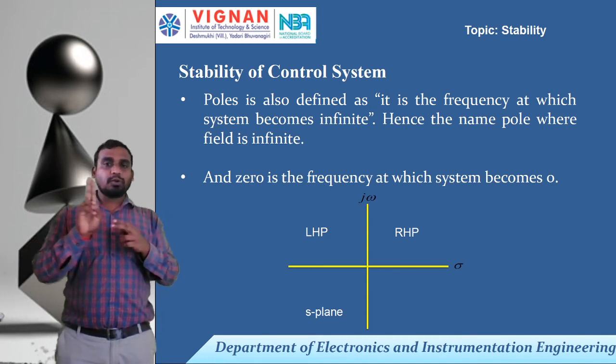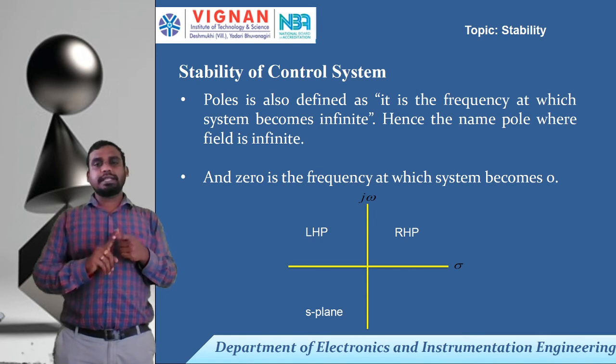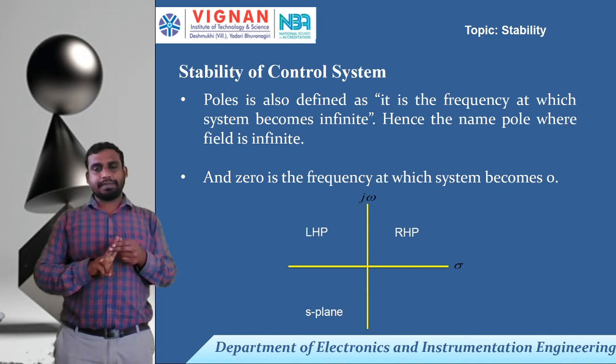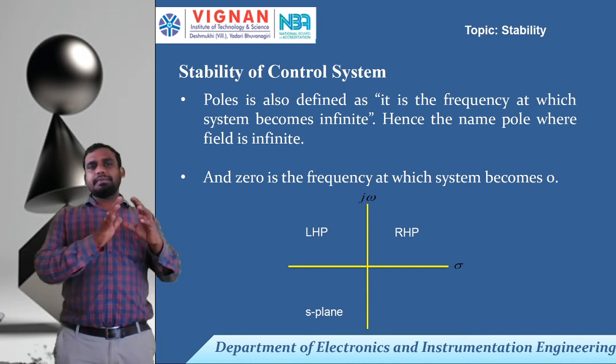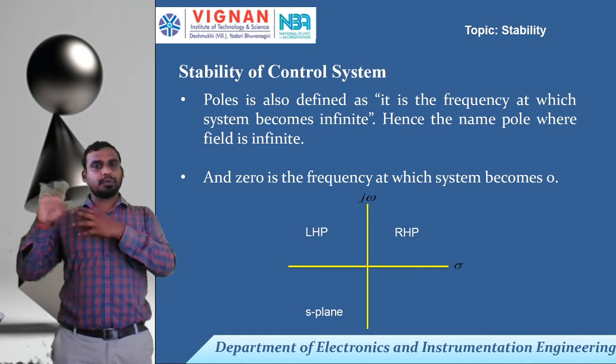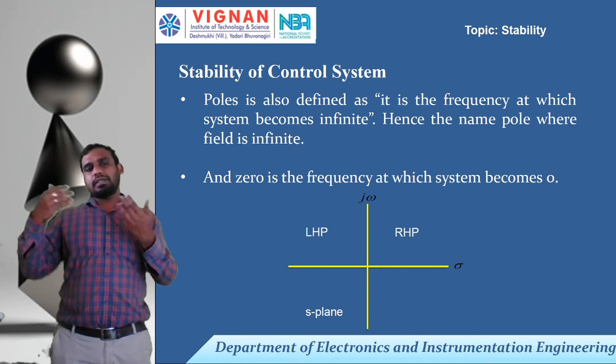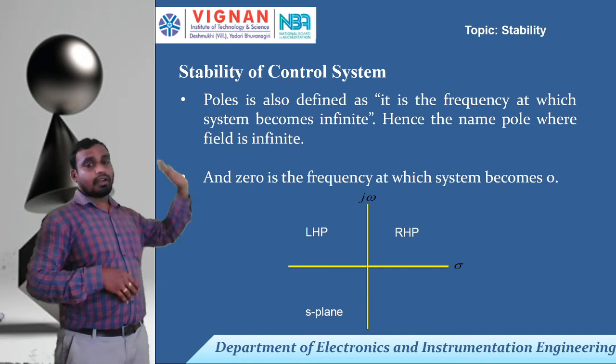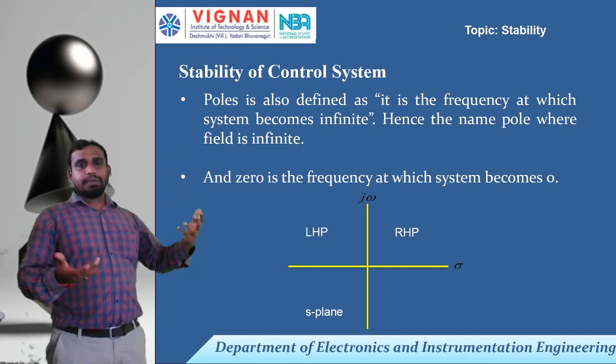There are two types of stability. One is absolute stability, the other is relative stability. Absolute stability is defined based on the poles itself. We don't bother about the position of the zeros. Even if a zero is on the right half of the S plane, the system could be stable when considering absolute stability.